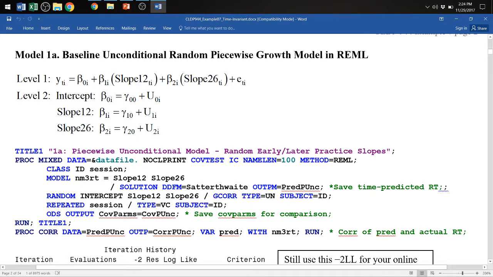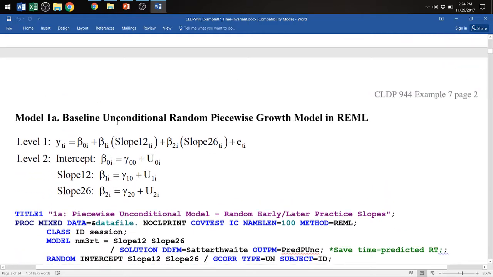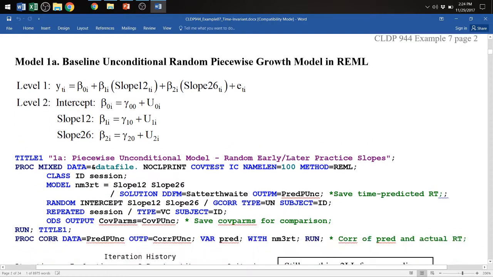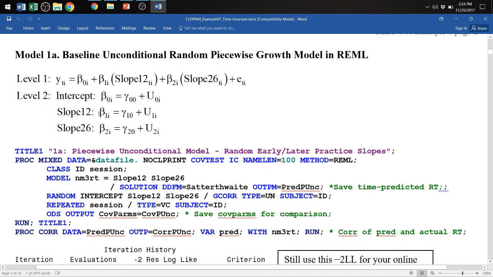And we'll look at an unconditional model, and then we'll add age to it. So I'm starting on page 7. This is a piecewise growth model. This is my unconditional model. This is the best fitting model we ended up with on the piecewise unit from before. I am re-estimating it here to show you total R square.